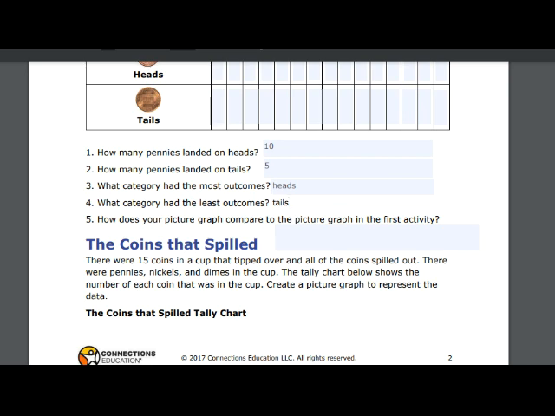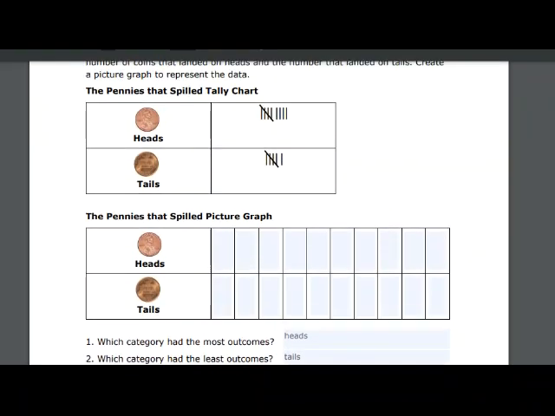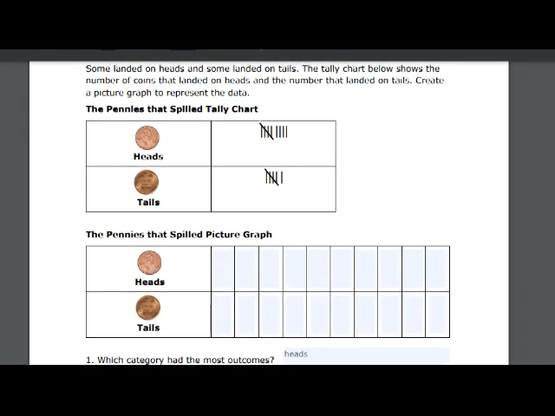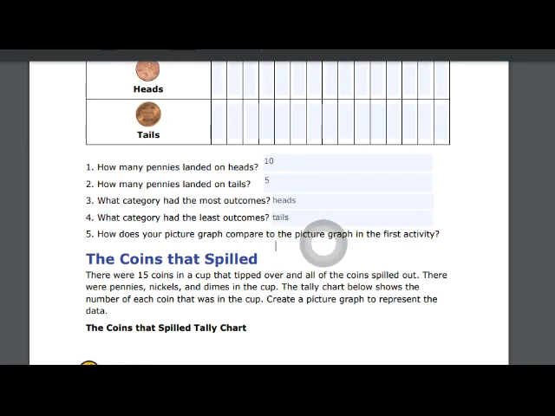Then it says, how does your picture graph compare to the picture graph in the first activity? So let's go back and look at the first activity. There were 9 heads and 6 tails. In mine, I had 10 heads and 5 tails. So more pennies landed on heads. That's what happened in mine.